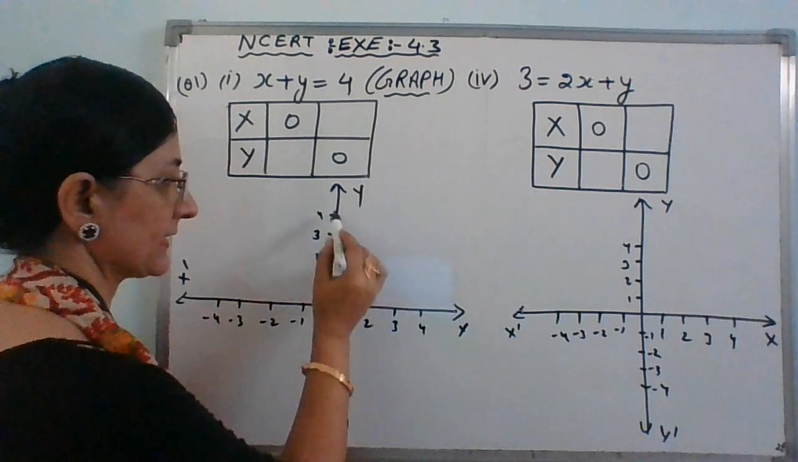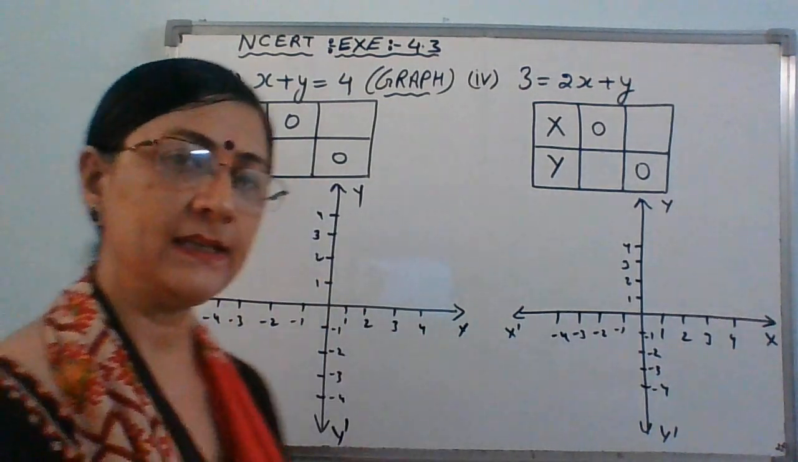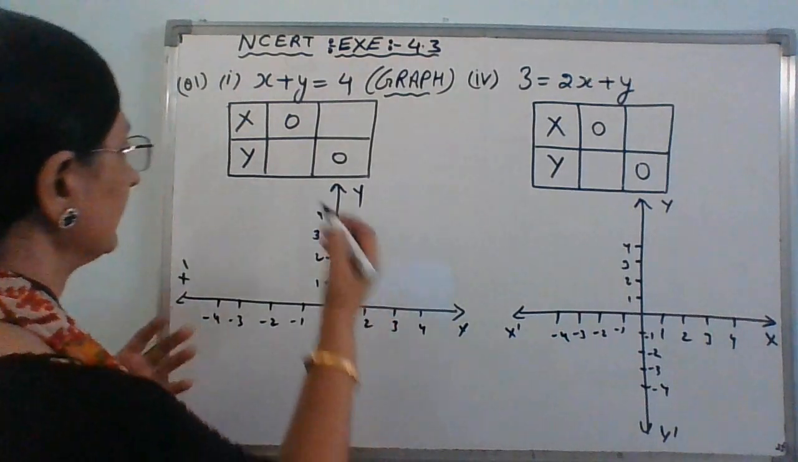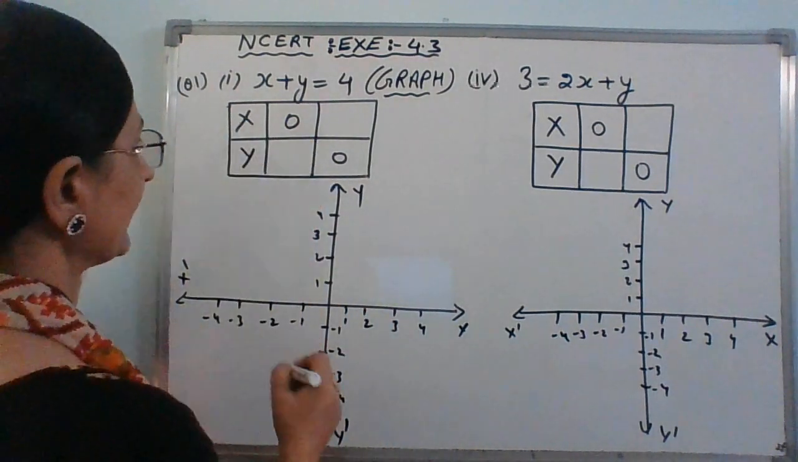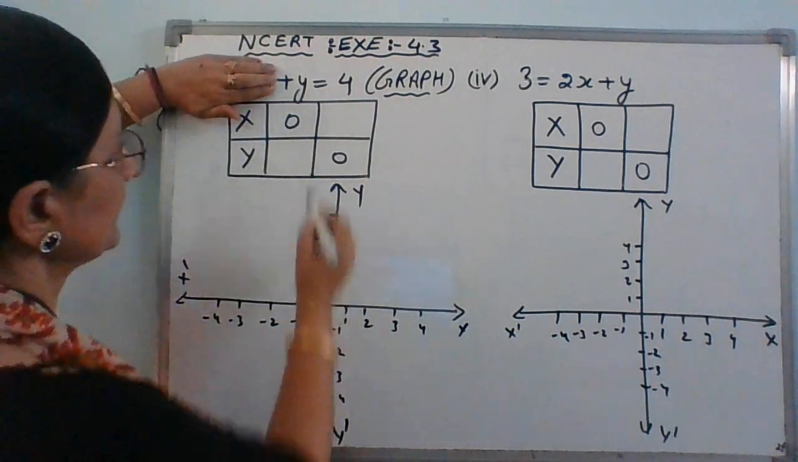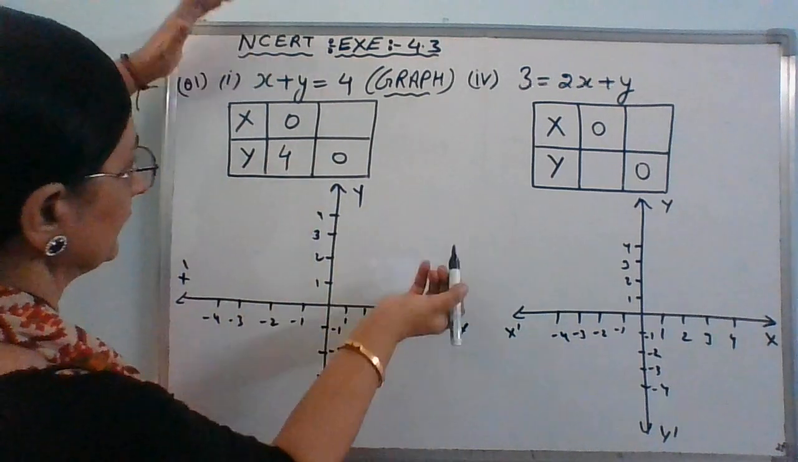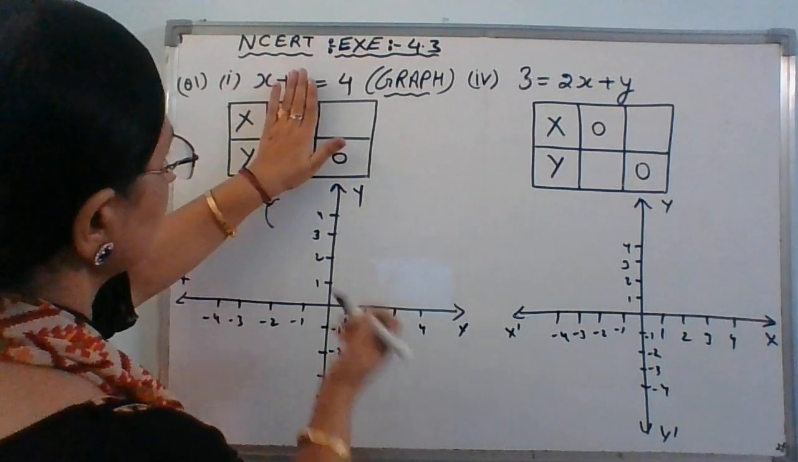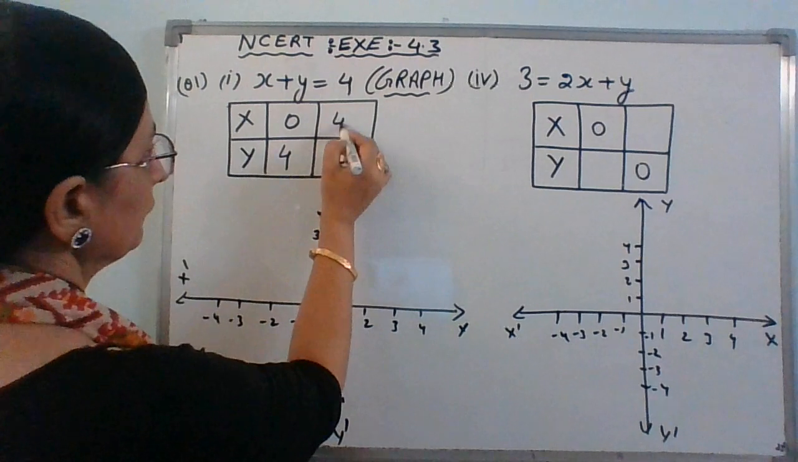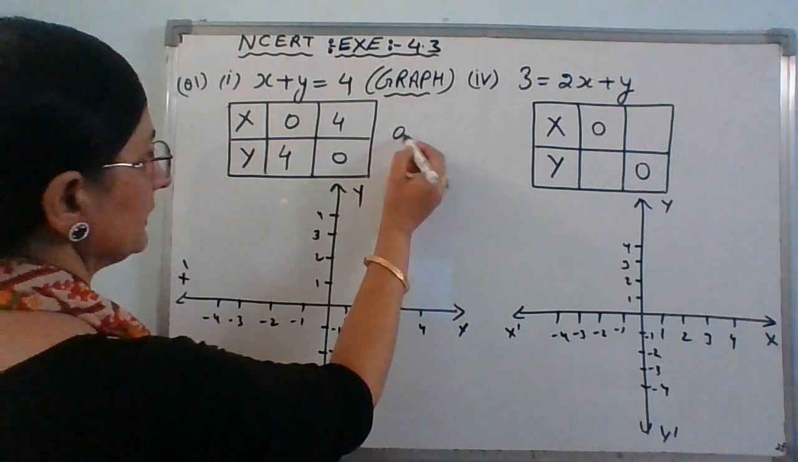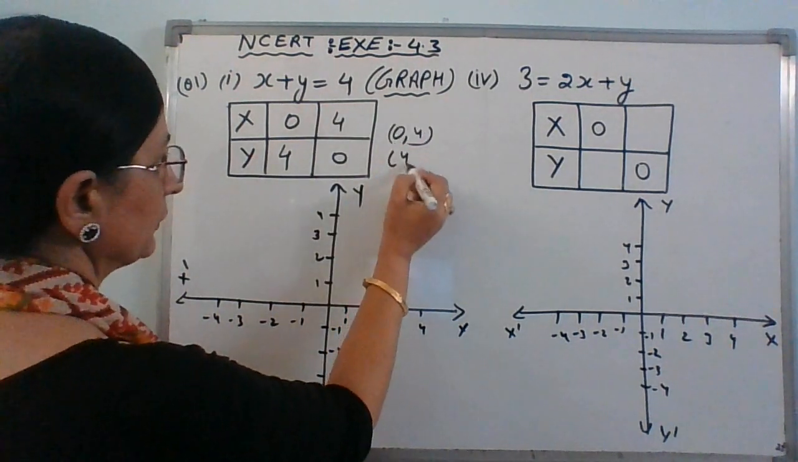So we get a point on the x-axis and y-axis and we are able to draw the line. Okay, now let us do x equals 0. When x equals 0, this becomes 0, here y is equal to 4. You can calculate also. When y is equal to 0, this becomes 0, x equals 4. So these are the points (0, 4) and (4, 0).